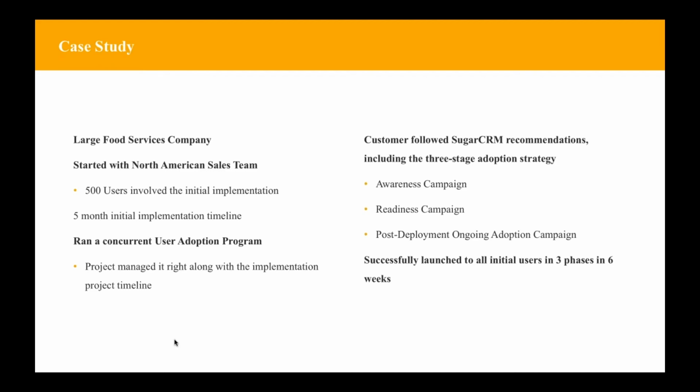So this was a large food services company. They were doing a new rollout of Sugar, and their rollout was focused on their North American sales team. It was 500 users, a 5-month implementation timeline. But what was really interesting is they, to their credit, fully recognized that user adoption was going to be critical in their success.